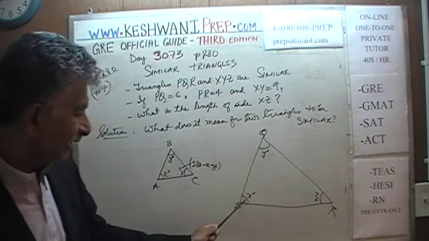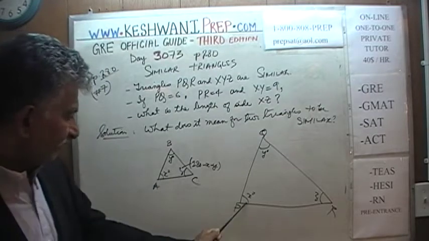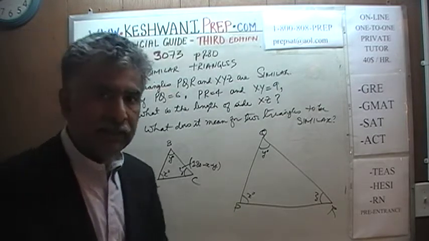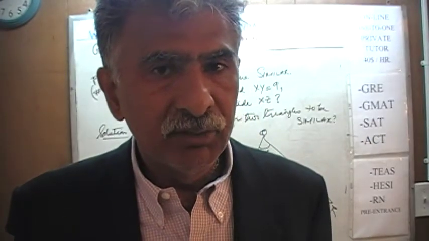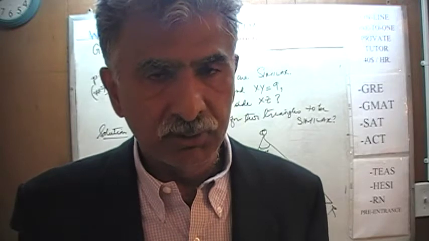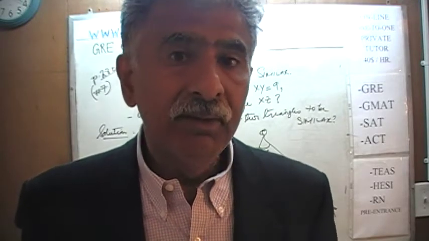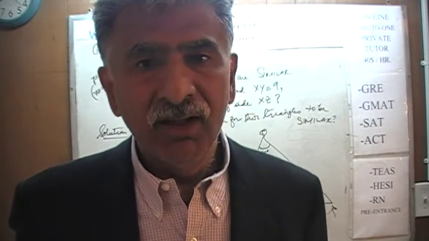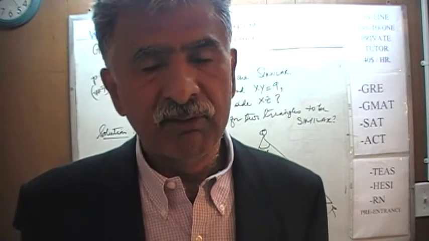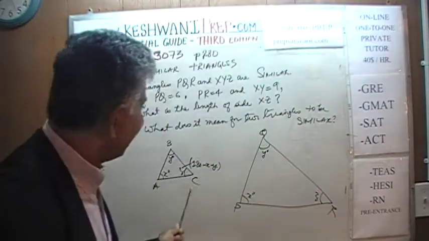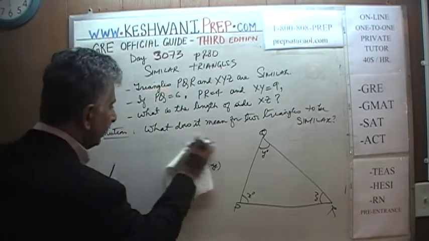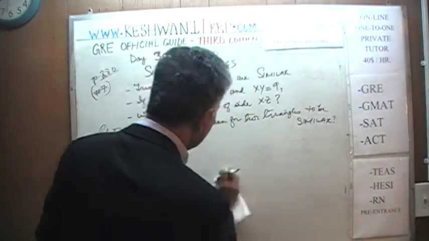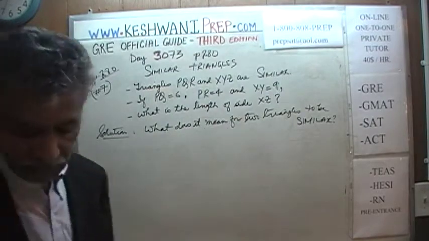Once they tell us that this is x and this is x, and this is y and this is y, that in itself is enough to establish that all three angles in the two triangles are equal to each other. If that's the case, the triangles are said to be similar. So what's the definition? What does it mean for two triangles to be similar?